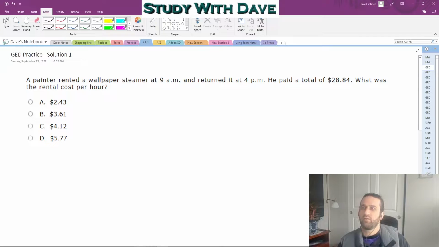So a painter rented a wallpaper steamer at 9 a.m. and returned it at 4 p.m. He paid a total of $28.84. What was the rental cost per hour?